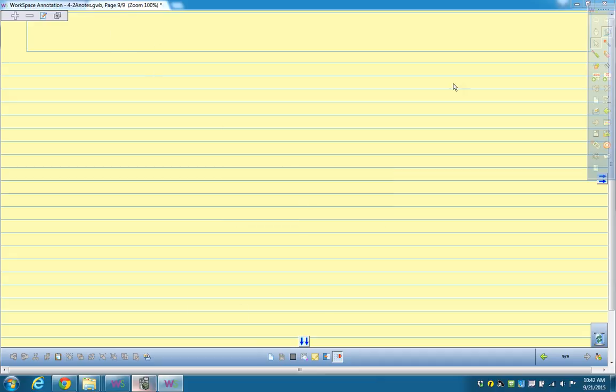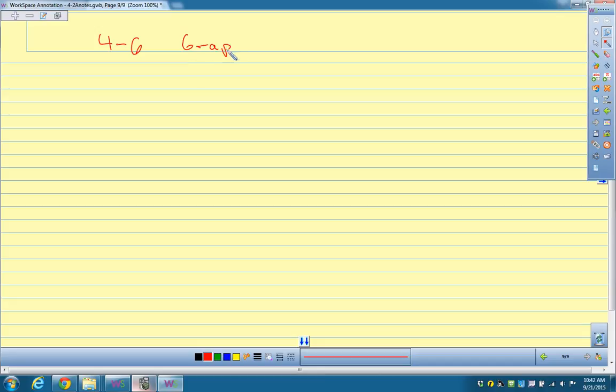Okay, so this is called section 4-6, I believe. And this is called the graphs of tangent x and cotangent of x. Okay, y equals tangent of x, and y equals cotangent of x. And so y equals tangent of x looks kind of different than the functions you have seen so far.